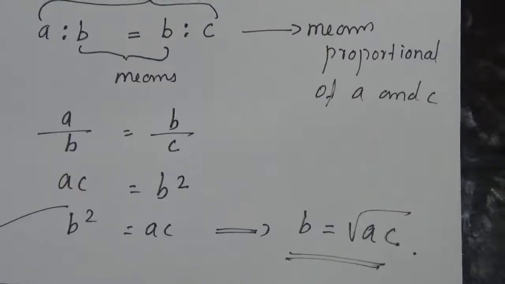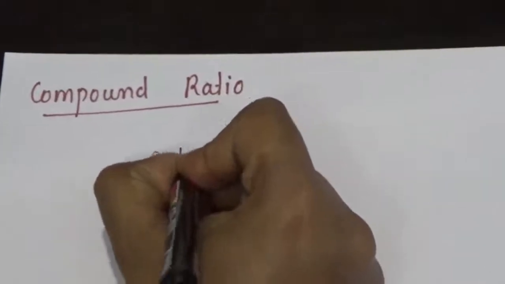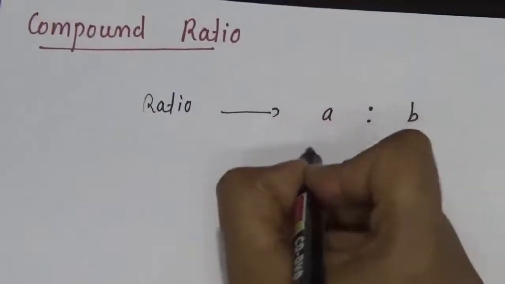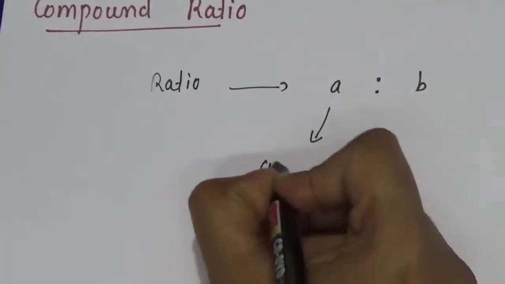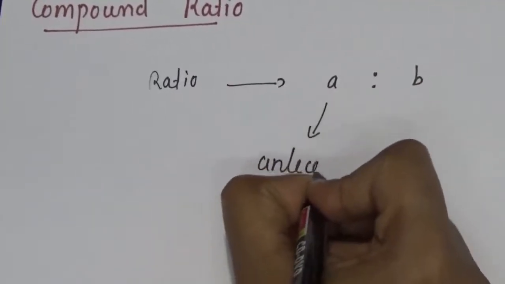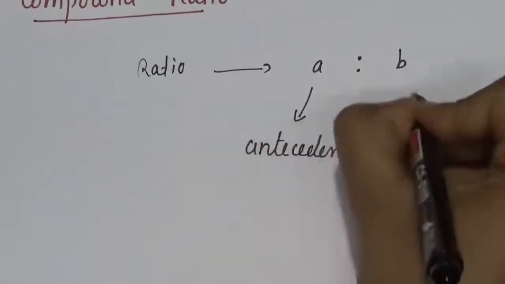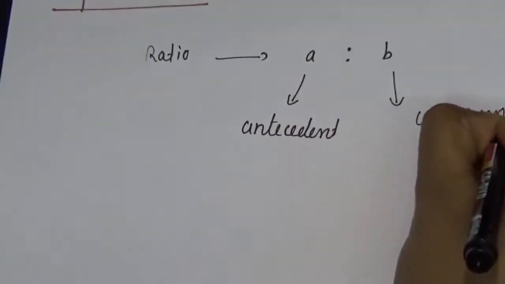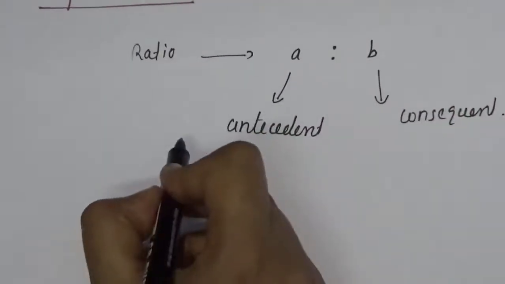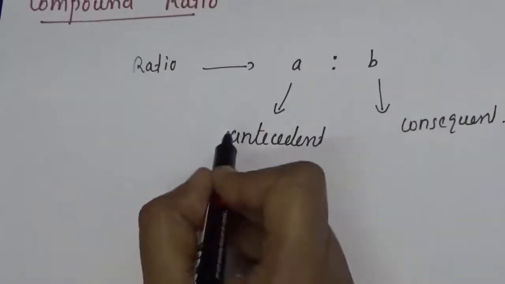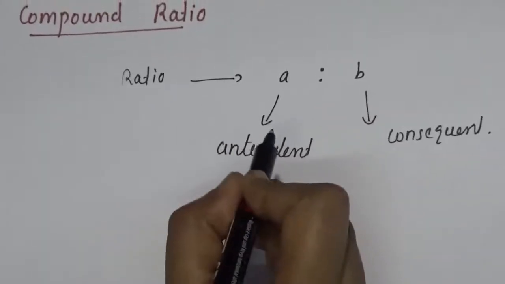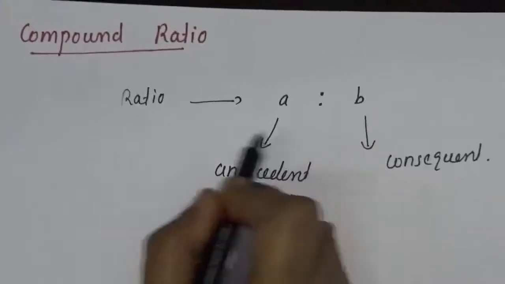Compound ratio. So further, let's consider a ratio. Suppose A is to B. So here A is called antecedent and B is called consequent. So compound ratio means the ratios are compounded by multiplying together the antecedents for a new antecedent and the consequents for a new consequent.